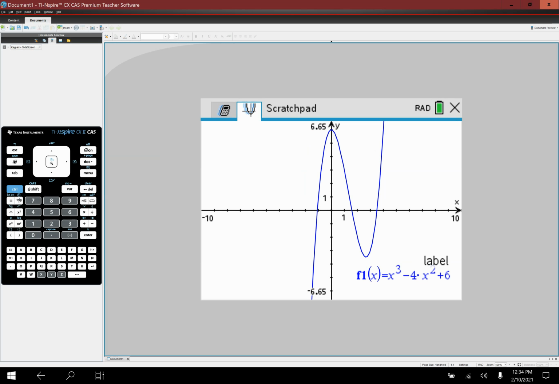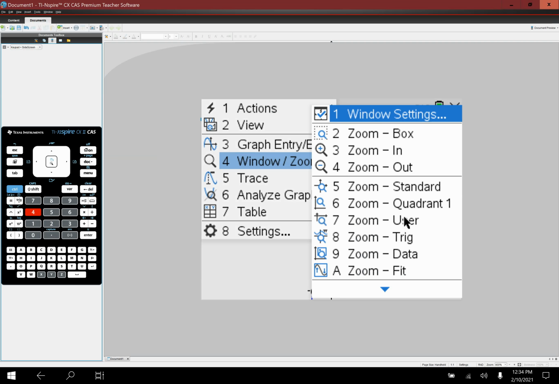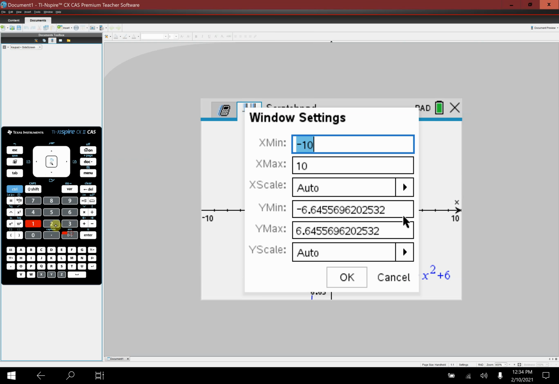The second thing I'm going to do is change the window a little bit. They told us we're only going from 0 to 4, so 0 to 4 along the x-axis. I'm going to go from -1 to 5. I always tend to go maybe 1 further in each direction. So let's look at that window really quickly. Menu, window, window settings, and I'm going to go from -1, tab down to 5, and then hit enter.